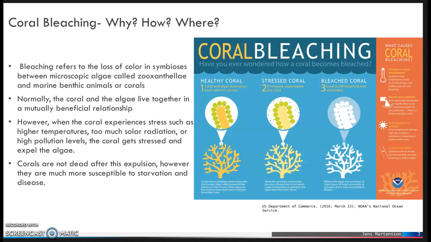As you can see here on the right, this is kind of a graph depicting coral bleaching. It shows the healthy coral here, and then the stressed coral as it experiences a stressful environment, and then eventually the algae is gone and the coral remains bleached, or essentially white.